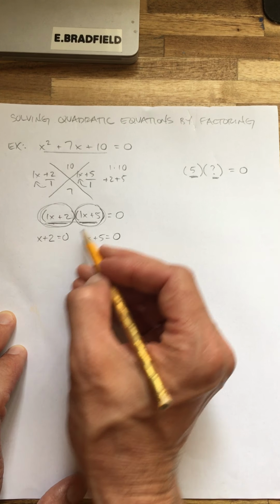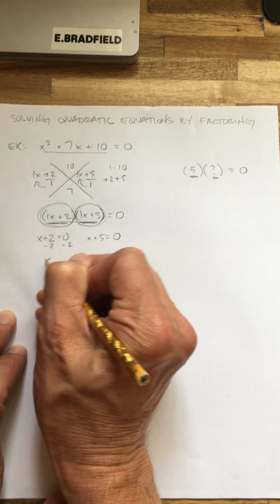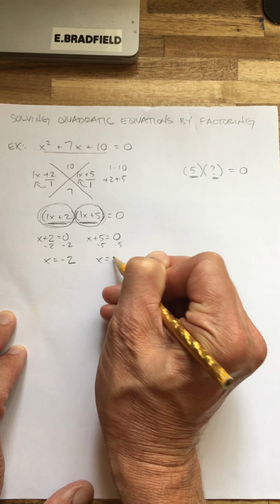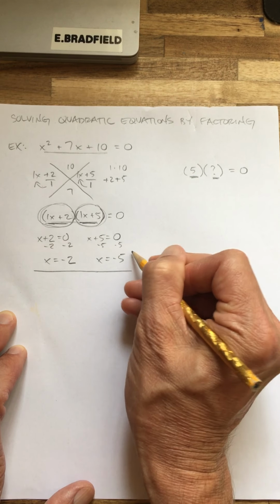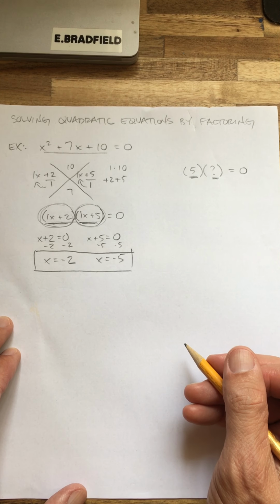x plus 2 equals 0 and x plus 5 equals 0. Now just subtract 2 on both sides. x equals negative 2. Subtract 5 on both sides. x equals negative 5, and we are done. These are my two answers.